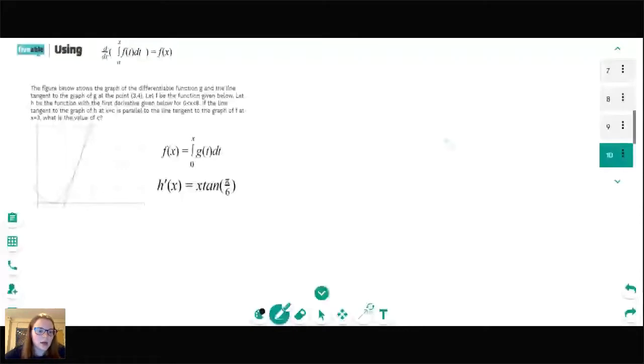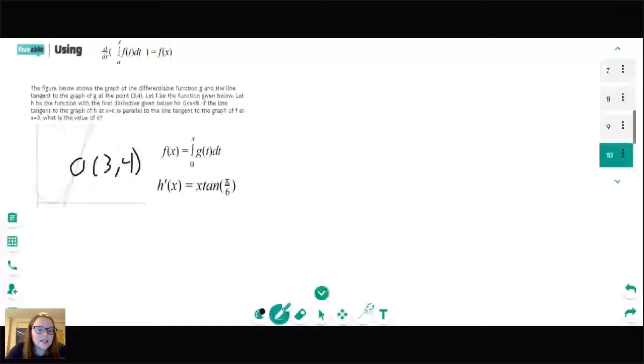All right, so this time we have a graph that shows us a function that's differentiable. Again, it makes sure to tell us it's differentiable, and a line that's tangent to the graph at the point (3, 4). So we know that this point right here is (3, 4). f is the function given below, and h is the function with the first derivative given below, and that first derivative we're using from 0 to 8. The graph looks like it's showing us 0 to 8, so that's fine. There are no real problems there.